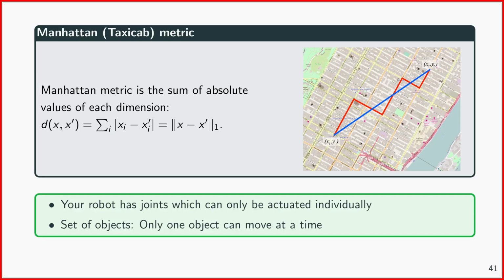And so the question, of course, is why would you choose something like that? And this could come just from your problem definition. For example, you might have a robot where each joint can only be actuated individually, or you have, for example, a set of objects and your robot can only move one object at a time. And in that case, it actually makes sense to only move along one coordinate axis, or in this case here, one dimension where one object is located in your configuration space.